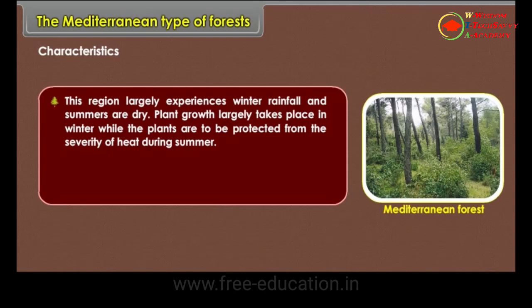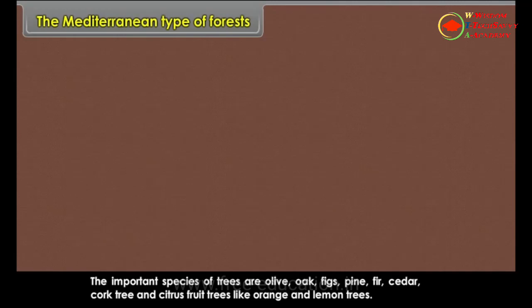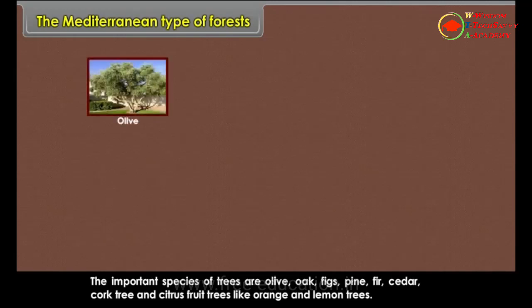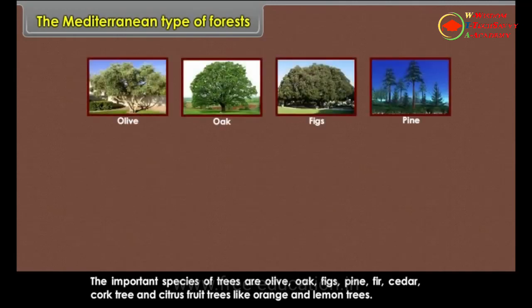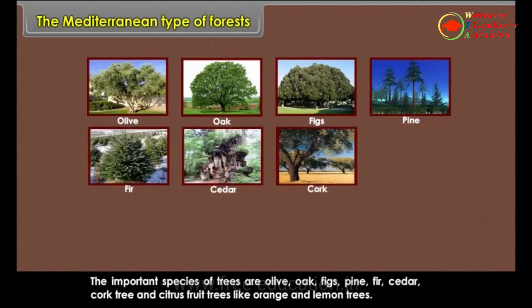Plant growth largely takes place in winter while the plants are to be protected from the severity of heat during summer. The trees have broad leaves and are widely spaced. They are not thick and luxuriant. They are not very tall. The important species of trees are olive, oak, figs, pine, fir, cedar, cork tree and citrus fruit trees like orange and lemon trees.